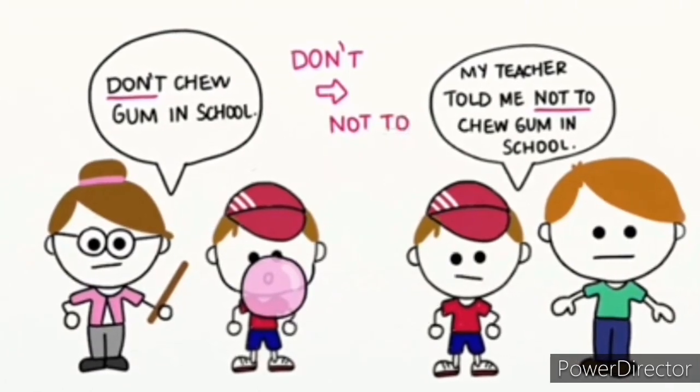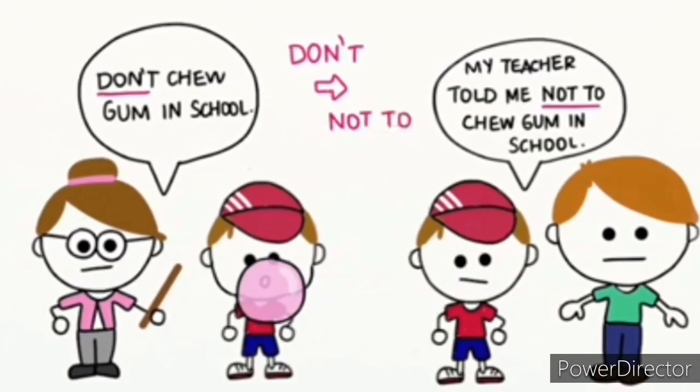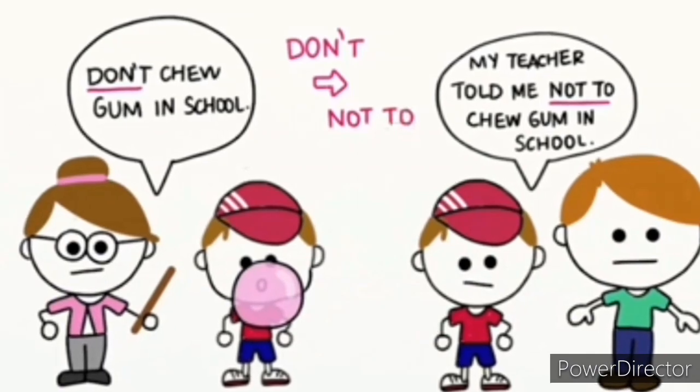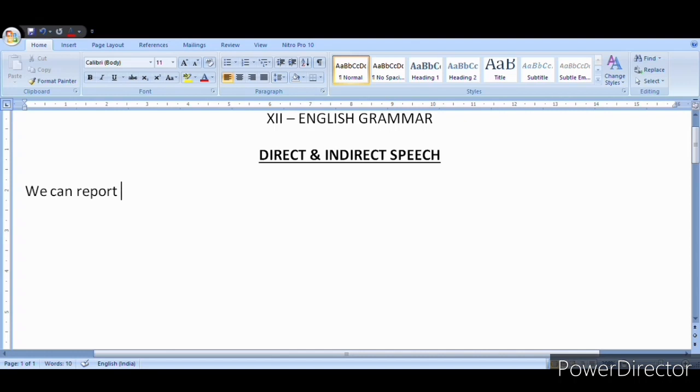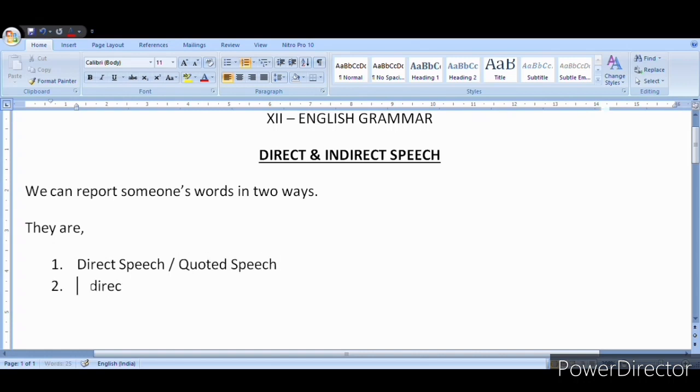In this module, let's have a look at direct and indirect speech. Most of you are aware we can report someone's words in two ways. That is, what someone has said can be reported in two ways. They are direct speech, which is also called quoted speech. Number two, indirect speech, which is also known as reported speech.